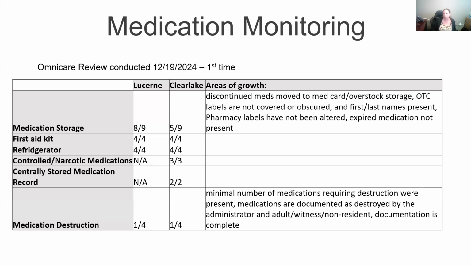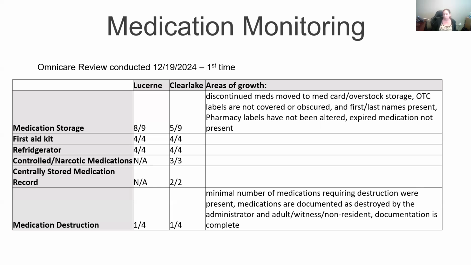Sometimes they write on the labels, and that expired medication is not present. So our Lucerne clinic did much better than our Clear Lake clinic, but we get a lot more action in our Clear Lake clinic, so that kind of makes sense. We did really good with our first aid kits and our refrigerators. We only provide controlled narcotic medications in our Clear Lake clinic, and we did really good there. We only have a centrally stored medication record in our Clear Lake clinic, and we did really good there.